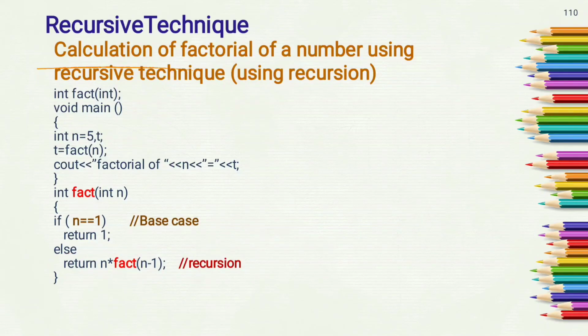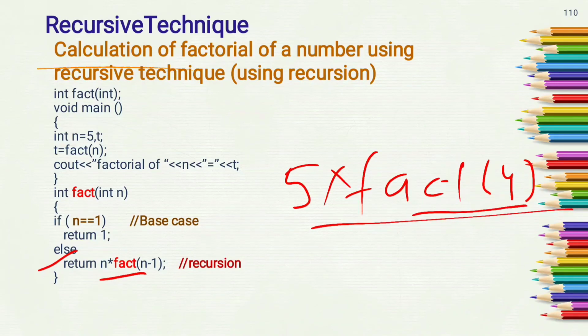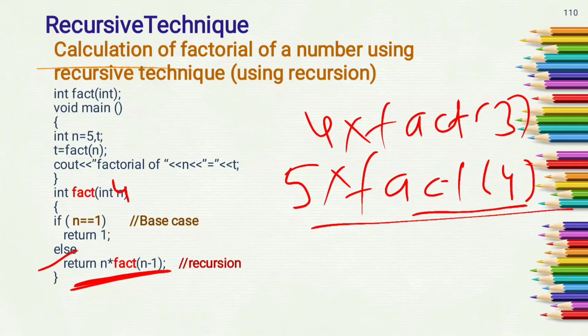So if the value of n is 5, then this condition will be true and this expression will become 5 into fact of 4, which will be stored in the stack. Then it calculates the factorial of 4. Factorial of 4 means the value of n is 4. Again we get the expression 4 into fact of 3. Then the function will call itself. Now the value of n is 3.